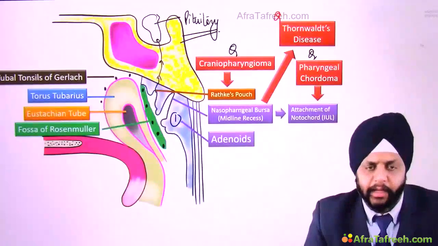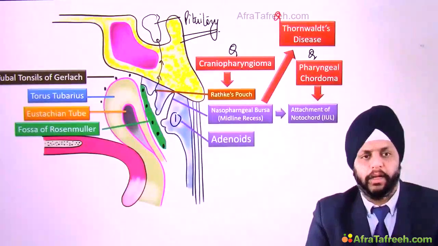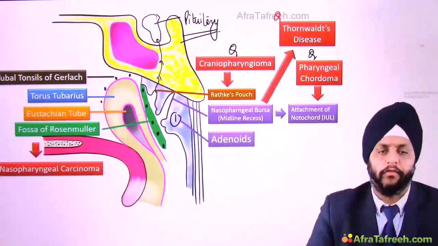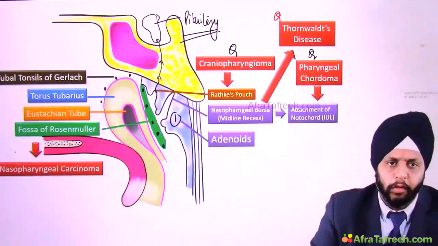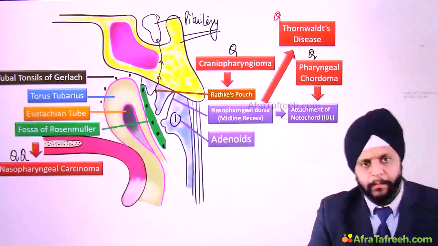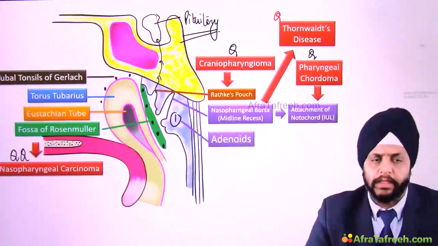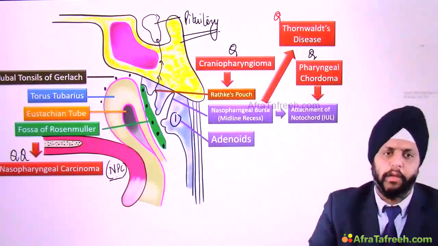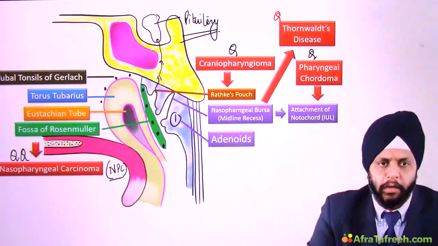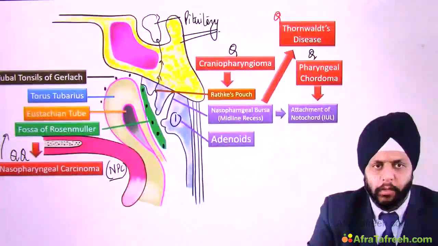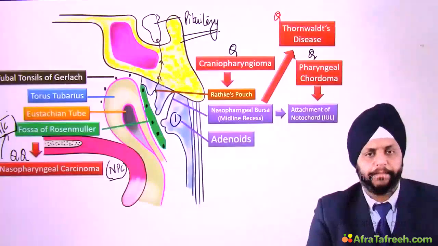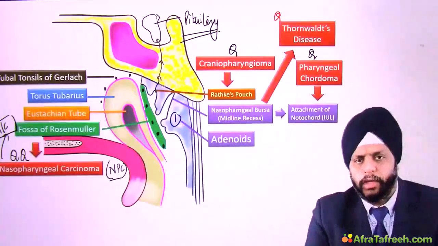Now, what is the significance of the fossa of Rosenmuller? Let's remember, very important question. This is the most common site for origin of nasopharyngeal carcinoma. We will be studying it in detail later on, but just remember that we call it NPC, short form for nasopharyngeal carcinoma. The most common location for NPC is the fossa of Rosenmuller. Next, let's look at the adenoids.